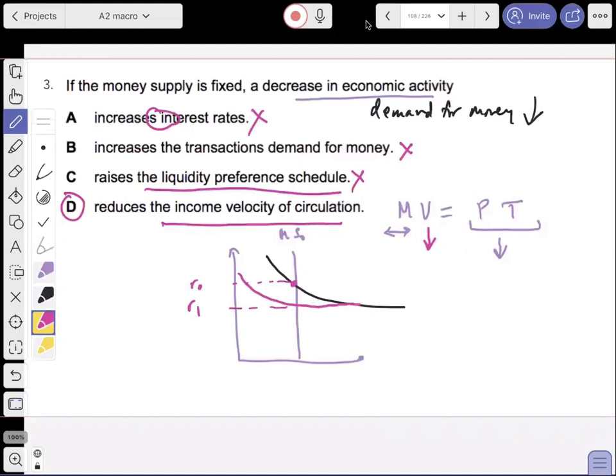Yeah, Lindsay, what they're saying is that if the money supply is fixed, so MV equals PT with M fixed, and there's a decrease in economic activity, PT will fall. And that decrease in economic activity, where PT is falling, will definitely cause V to fall, or reduce the income velocity of circulation, because MV equals PT. And we should decrease interest rates, not increase interest rates.